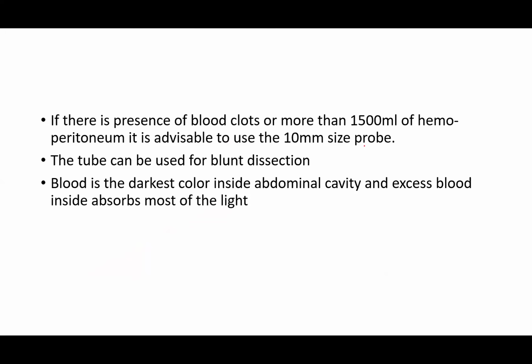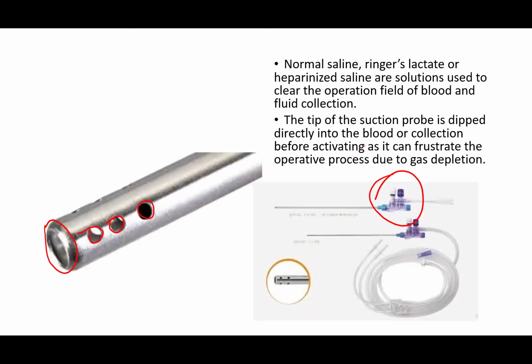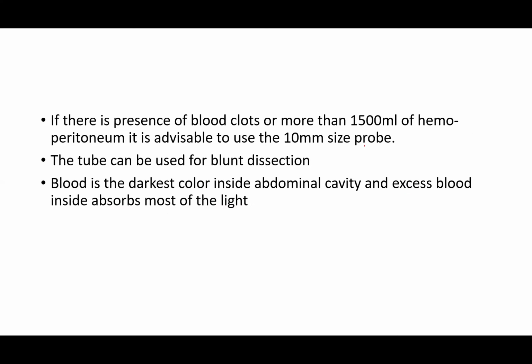clots, or more than 1,500 mils of hemoperitoneum, it is advisable to use the 10 millimeter size probe. It has a bigger caliber lumen and it sucks and it won't get blocked by the clot. If you have less than that, you can use the smaller caliber suction probe. The tube can be used for blunt dissection. That suction tube you are seeing, that is the tip. You can use it for blunt dissection during the procedure.